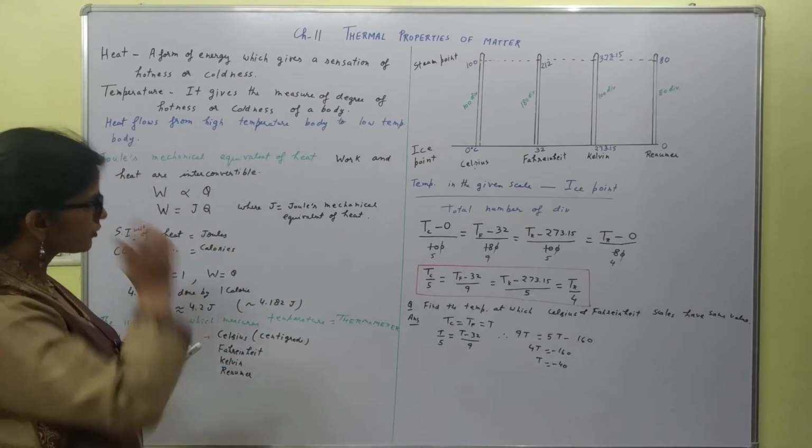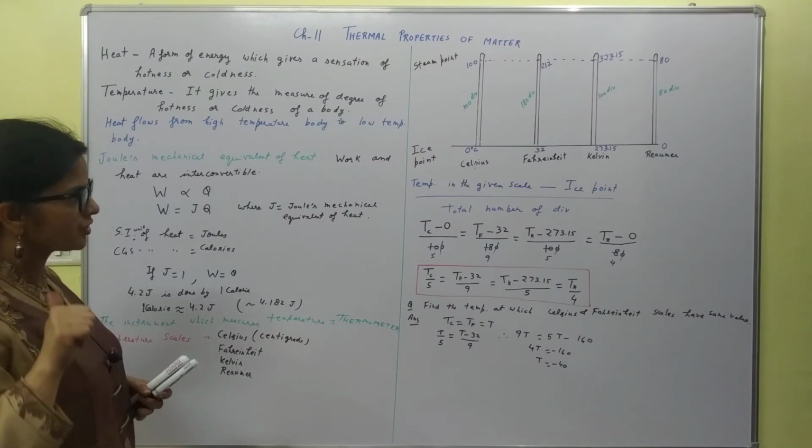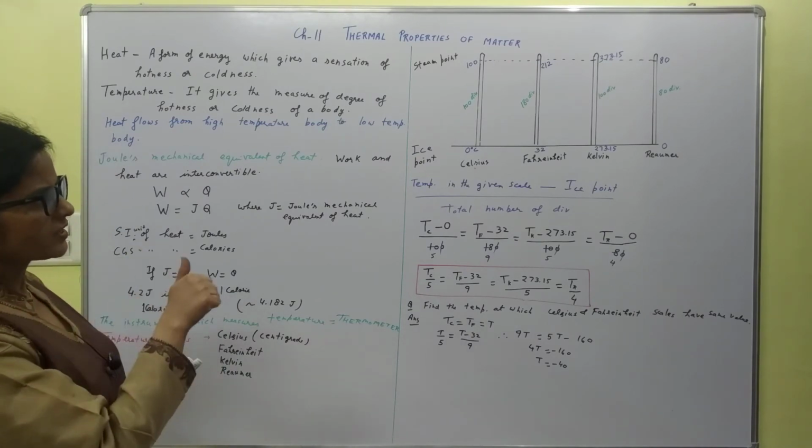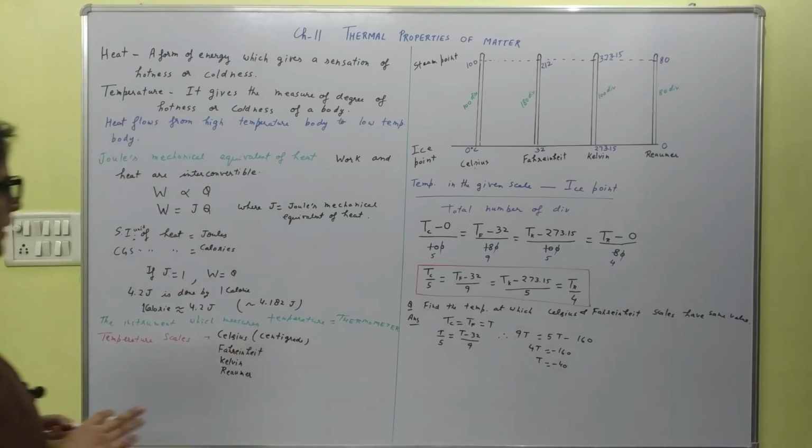So this was all about the temperature scales. Now we can define the absolute zero of the temperature. This Kelvin scale is also called as absolute scale, right? For that, I need to rub the left side of the board.